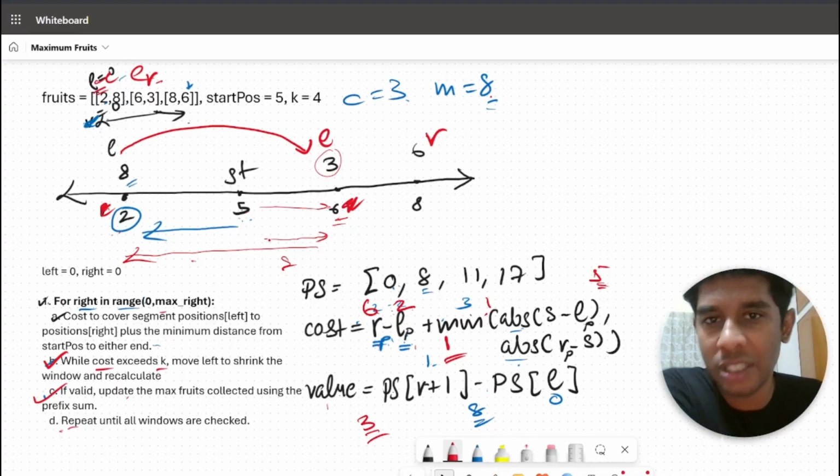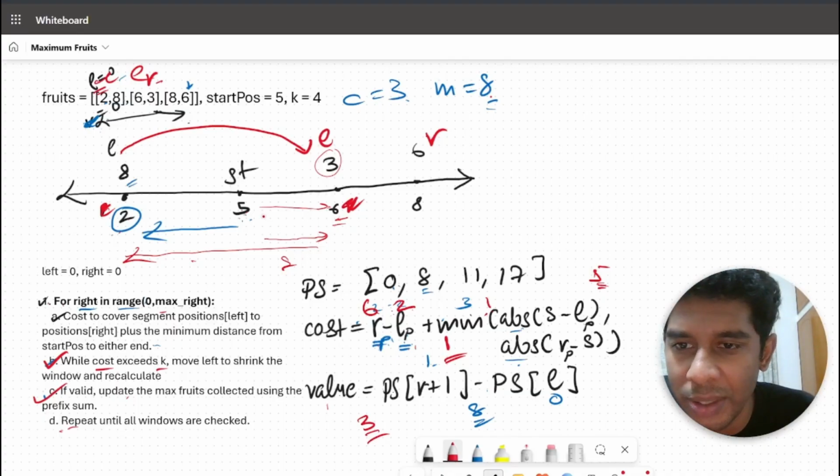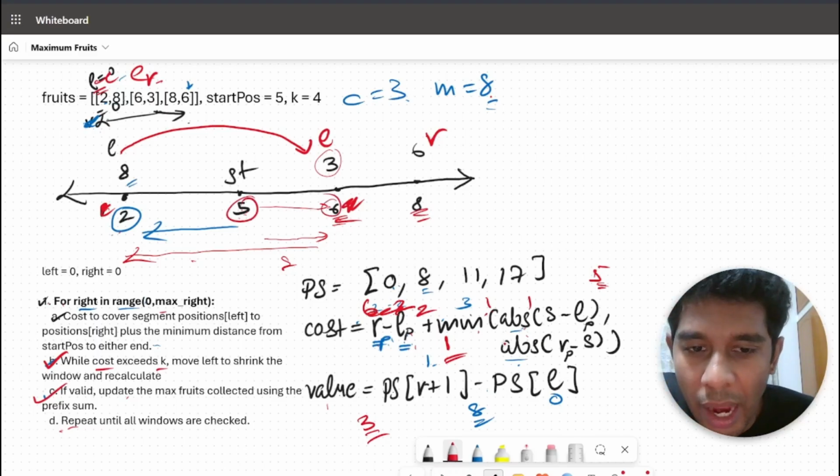First, I calculate the cost taken to cover this window, which is just cost of RP minus LP. Cost of R minus L is what? So 8 minus 6 is 2. So 2 plus min of absolute of S minus LP. So absolute of 6 minus 5 is 1. And absolute of R minus start is 8 minus 5 is 3. What is the minimum of these two values? Obviously 1. So 2 plus 1 is my new cost, which is 3.